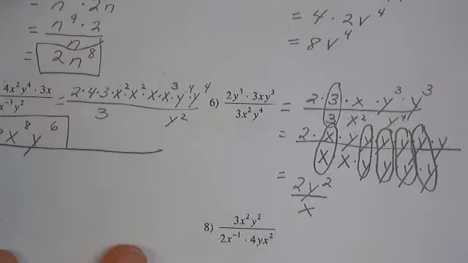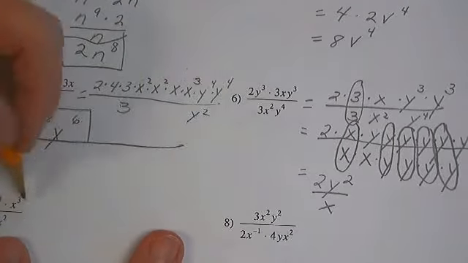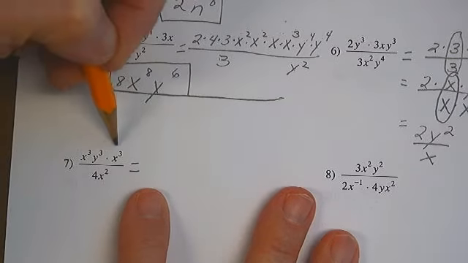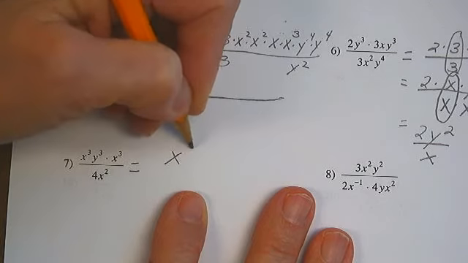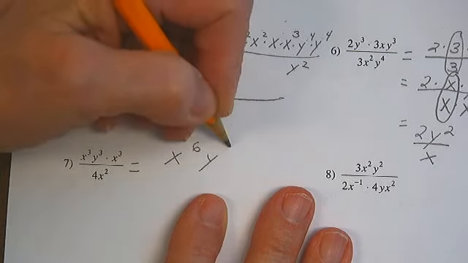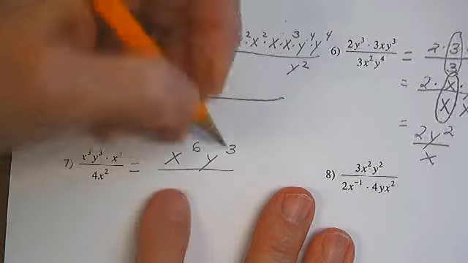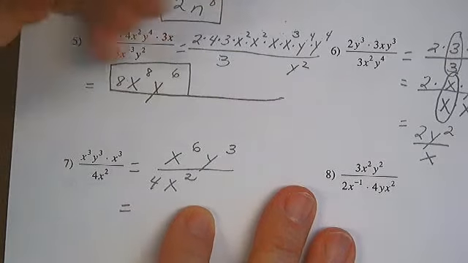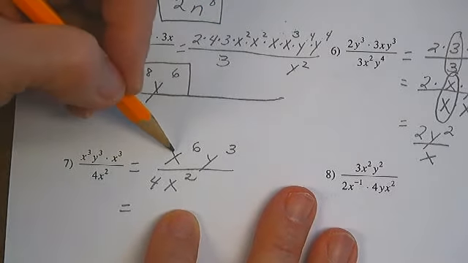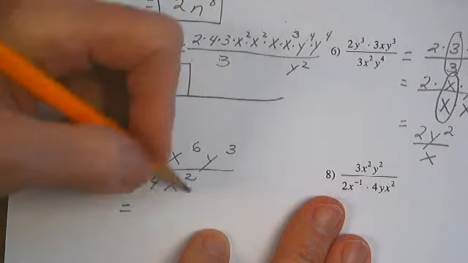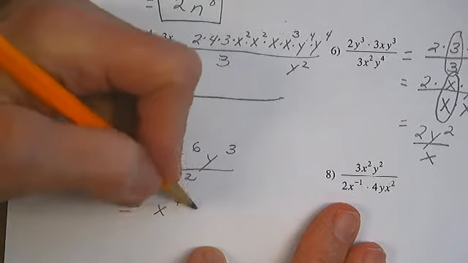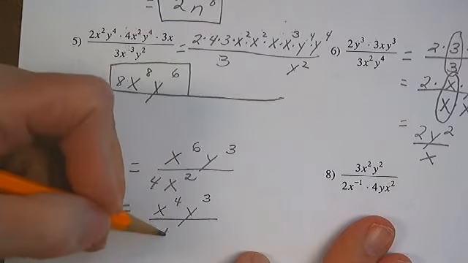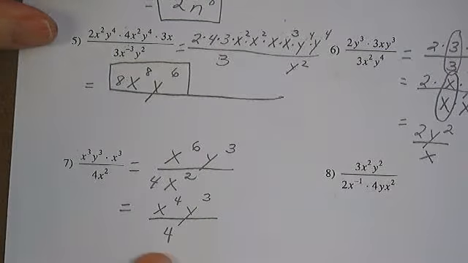Hang in, these are getting easier, aren't they? Here I have x cubed times x cubed, x to the 6th y cubed over 4x squared. X to the 6th over x squared gives me x to the 4th y cubed all over 4. And there is nothing else to be done with that.